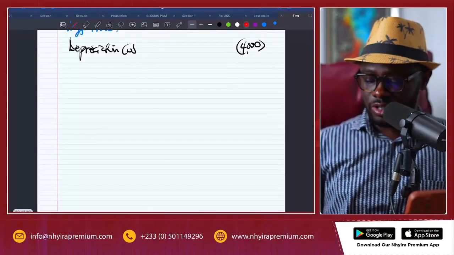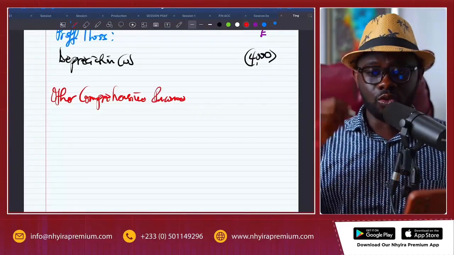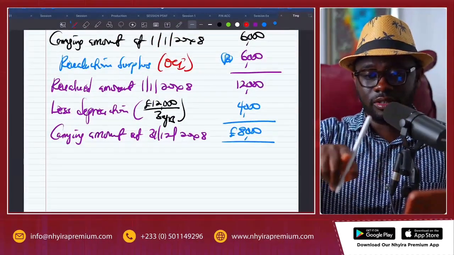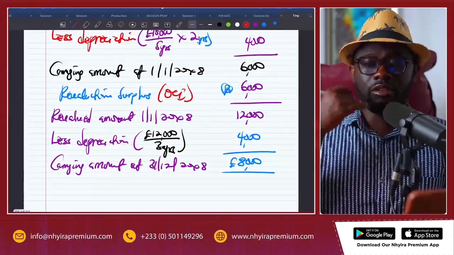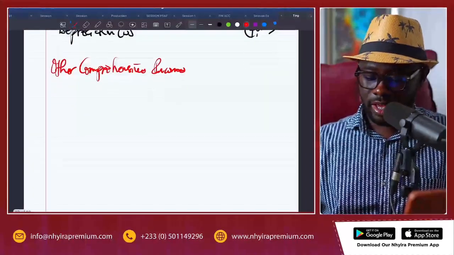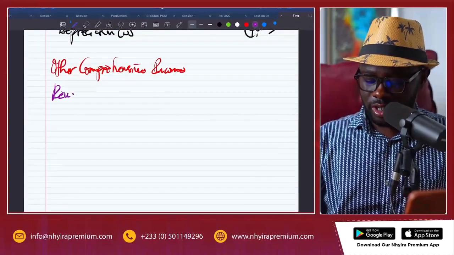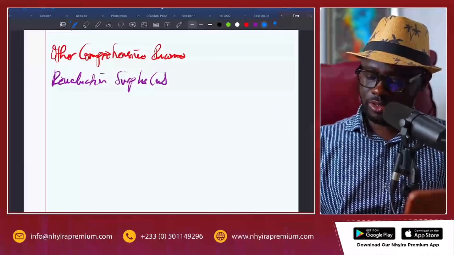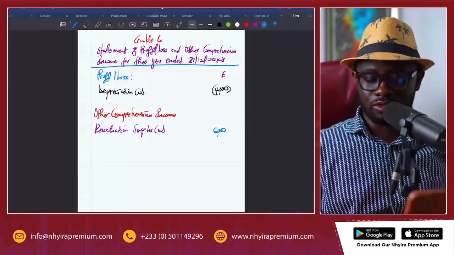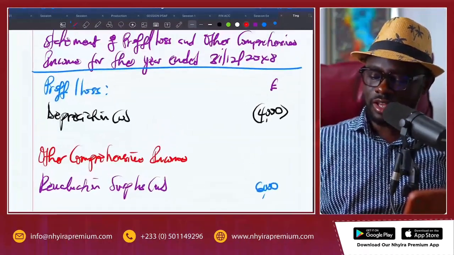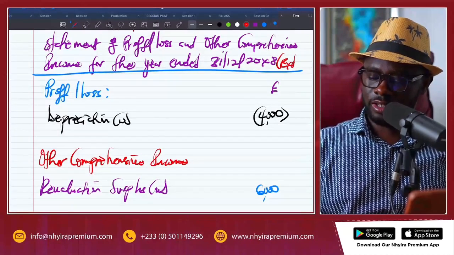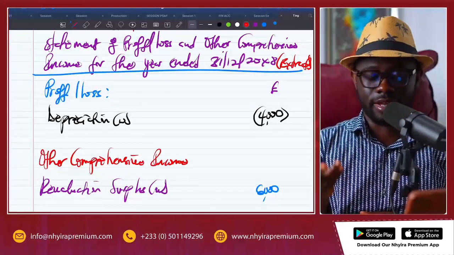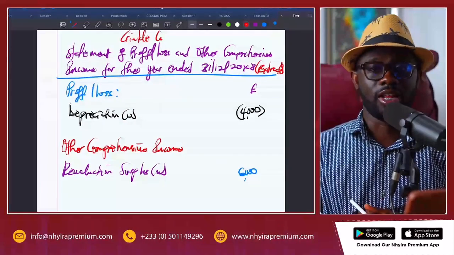Then we go to the OCI, other comprehensive income. So in the other comprehensive income, we bring in the revaluation surplus. Because the revaluation was done at the beginning of the current year, we bring the revaluation surplus here. And that is going to give us an amount of whatever the heck, £6,000. And that's it. So that is the extract. Now, this is an extract. So again, we want to let the examiner know that we know what the heck we are doing. So we put extract in brackets. So that's our statement of profit or loss and other comprehensive income.